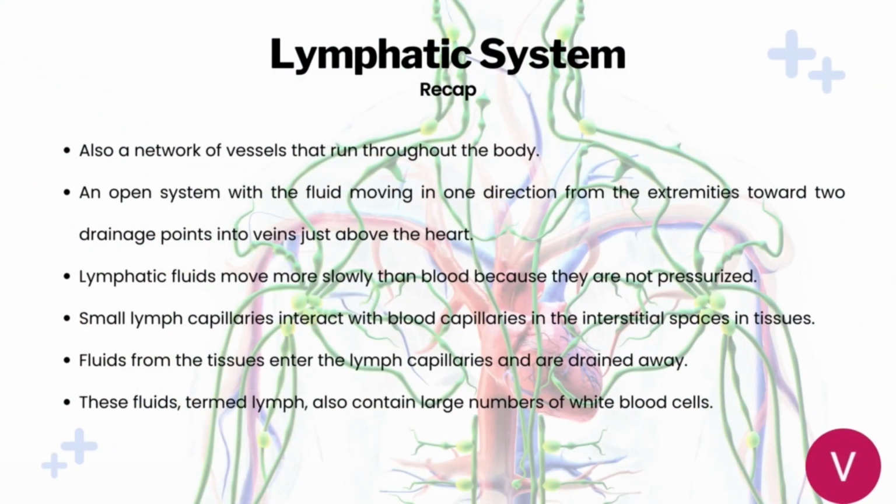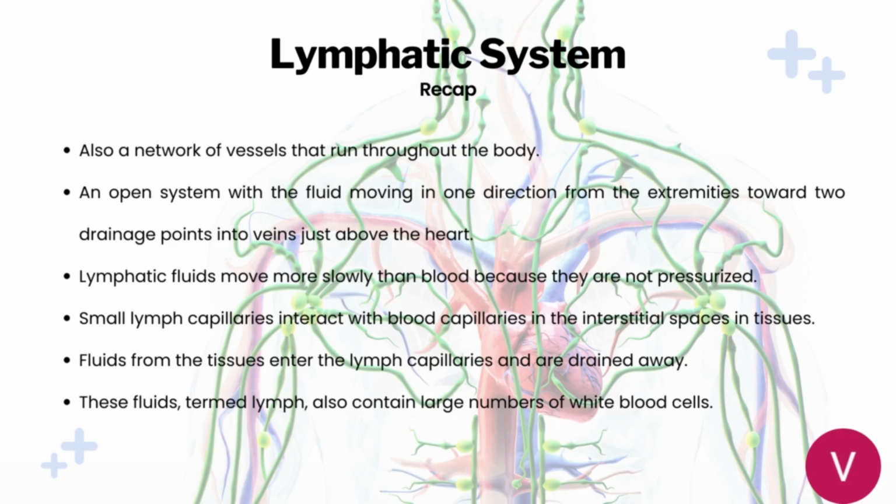The lymphatic system is also a network of vessels that run throughout the body. However, these vessels do not form a full circulating system and are not pressurized by the heart. Rather, the lymphatic system is an open system with the fluid moving in one direction from the extremities toward two drainage points into veins just above the heart. Lymphatic fluids move more slowly than blood because they are not pressurized.